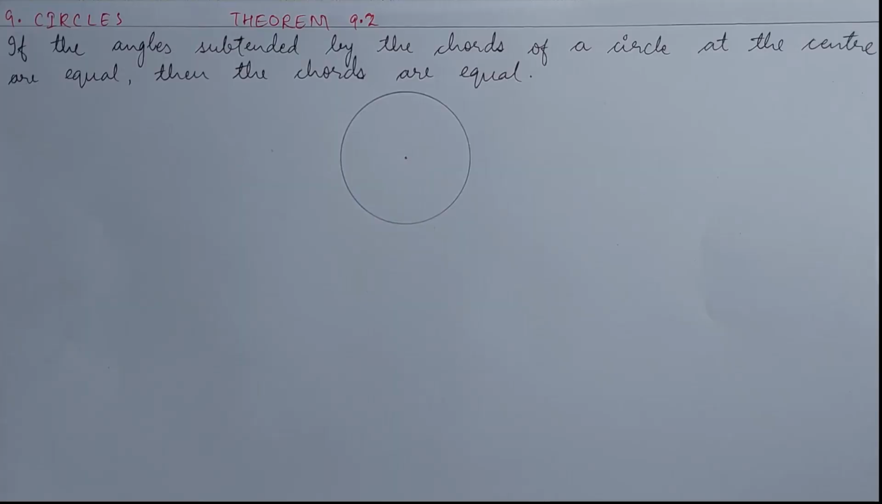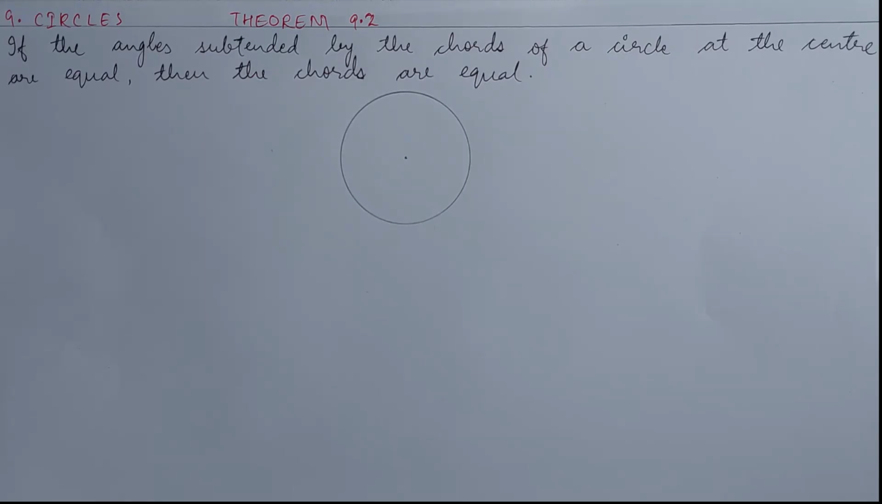Hello dear students. In the previous video of this series, we had learned Theorem 9.1 which states equal chords of a circle subtend equal angles at the center. Today we are going to learn Theorem 9.2 which is the exact converse of Theorem 9.1.